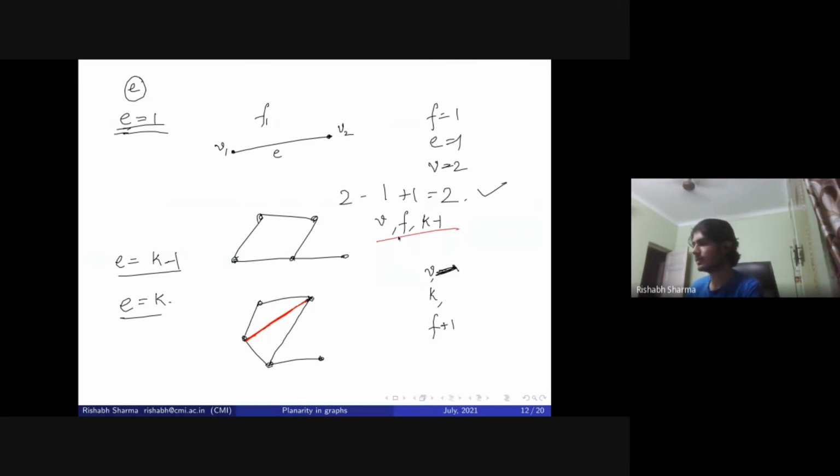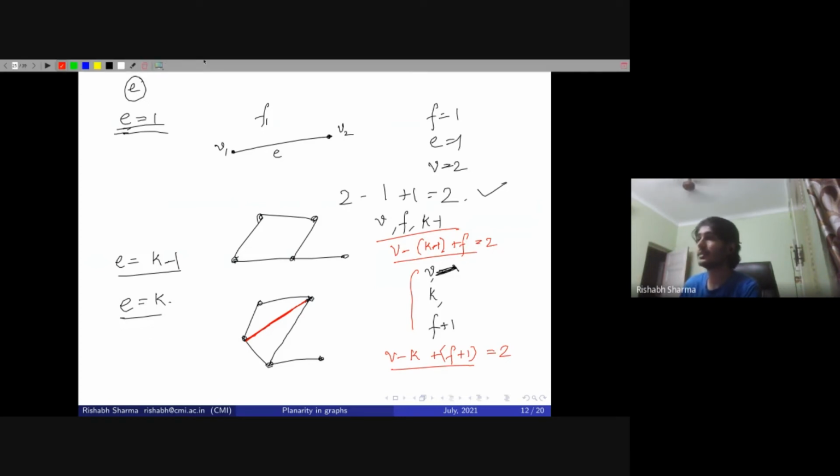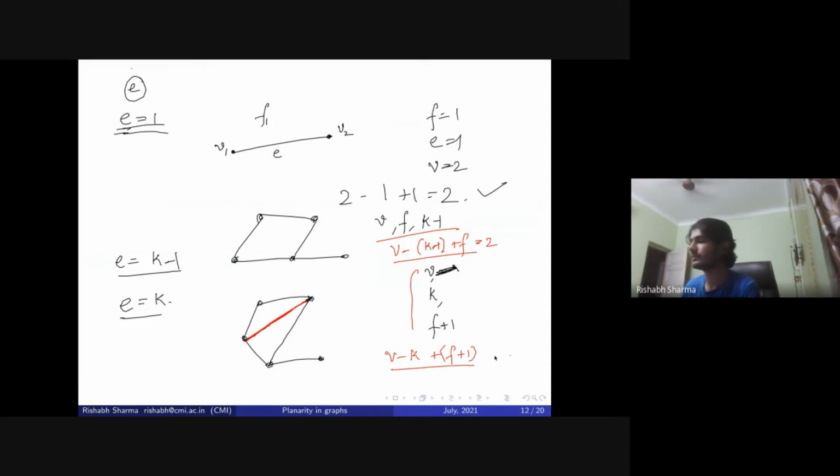So now if you apply the formula, you see that V minus (K minus 1) plus F is equal to 2. This is what the formula says. And in this case, we get V minus K plus (F plus 1) equal to 2. I need to show that this is equal to 2. But we see that these are in fact the same expressions, because V plus F minus K plus 1 is the same as this, and hence this is also 2. So in this case, Euler's formula holds.